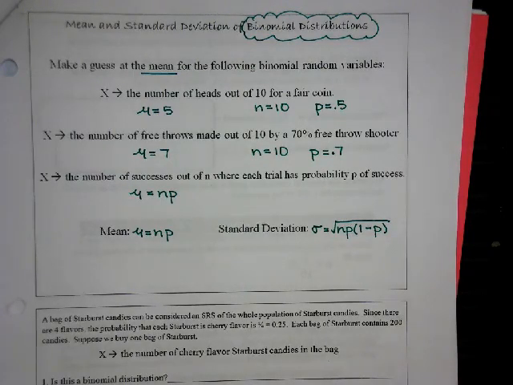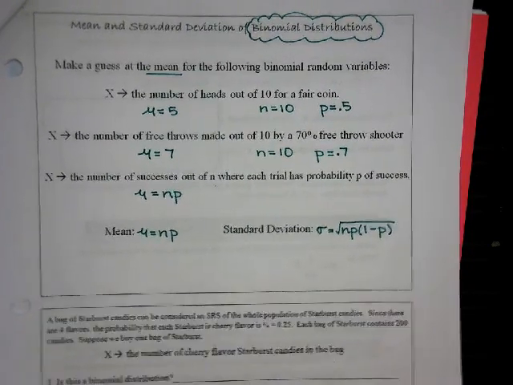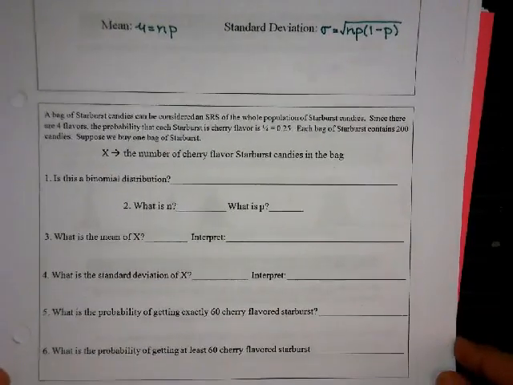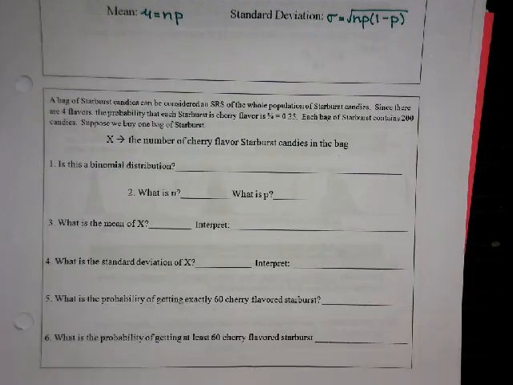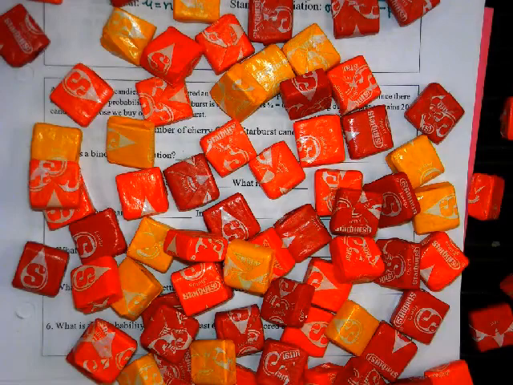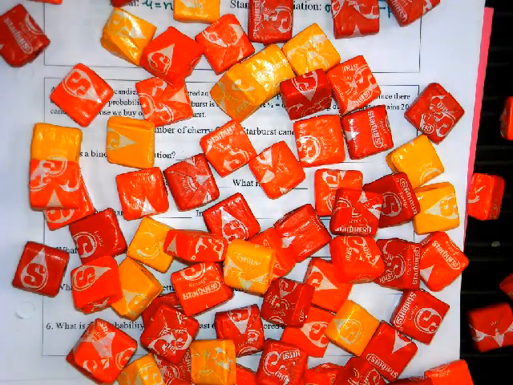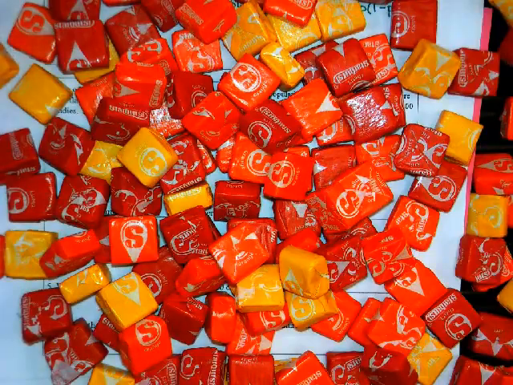So now we're going to use our new formulas and our new calculator functions, and we're going to play with Starburst. Of course you get to eat them afterwards. Now the only problem is I bought 4 bags, 2 for 3rd period and 2 for 5th period. And then yesterday I opened all 4 bags. Get this. How many colors of Starburst are there? I bought 4 bags of Starburst, and I have no pink. Let's find the probability for that.